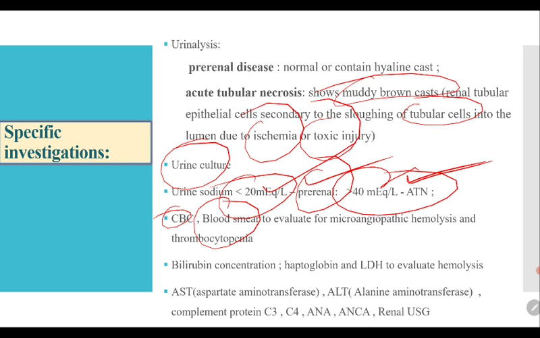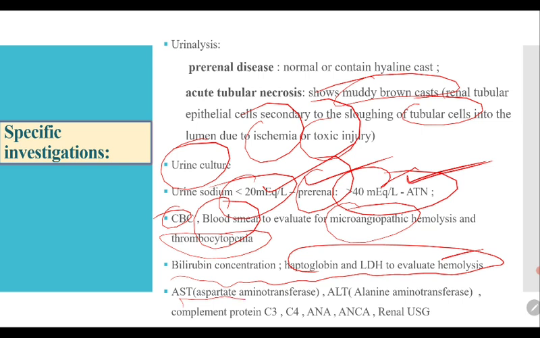CBC, blood smear to evaluate microangiopathy, hemolysis, thrombocytopenia, bilirubin concentration, haptoglobin, and LDH to rule out hemolysis, AST, ALT, and C3, C4, ANCA, ANA, and renal ultrasound.